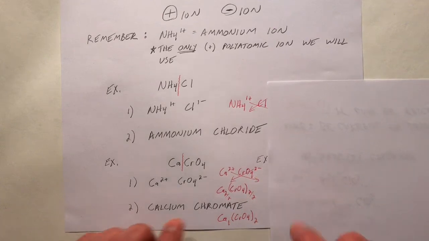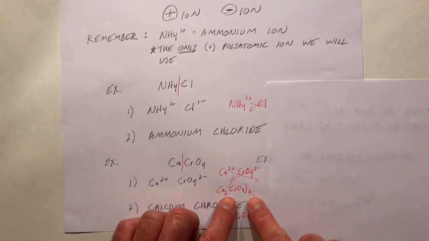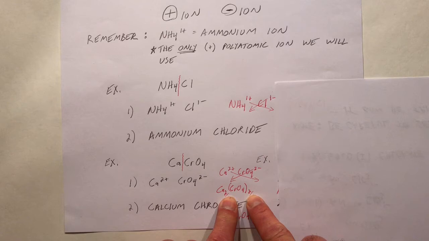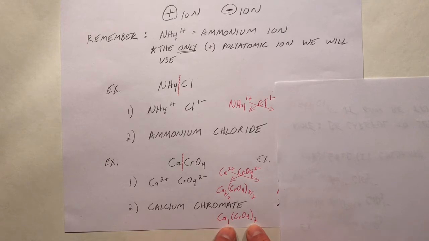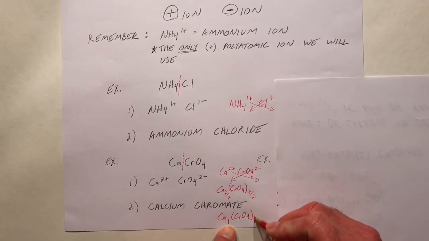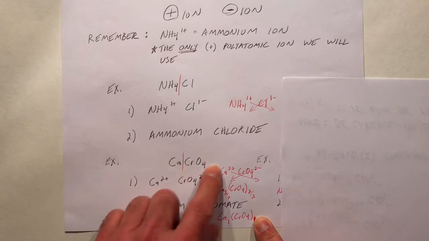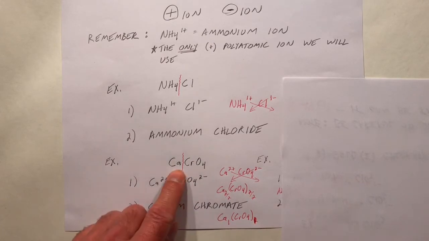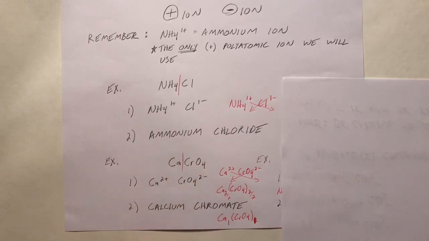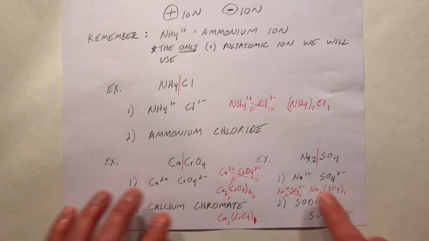Ca2+, CrO4 2-. The 2's crisscross. We initially get 2 and 2, and they both reduce down. 2 divided by 2 is 1, 2 divided by 2 is 1. Now, we could write it this way with a 1 and a 1, but we don't really need to do that, and that means we don't need the parentheses, so we just write it this way. That's calcium chromate.